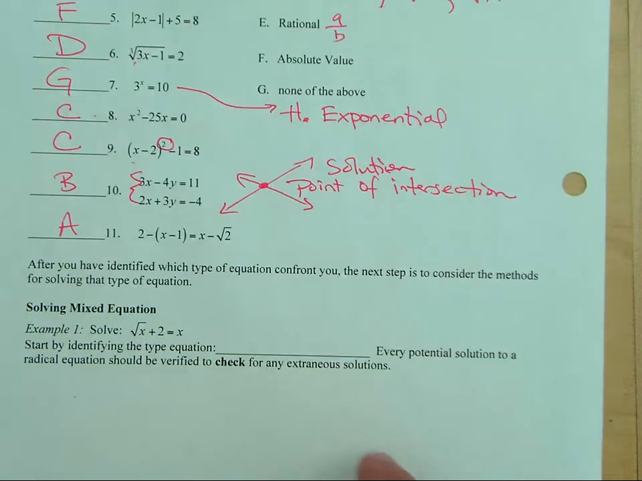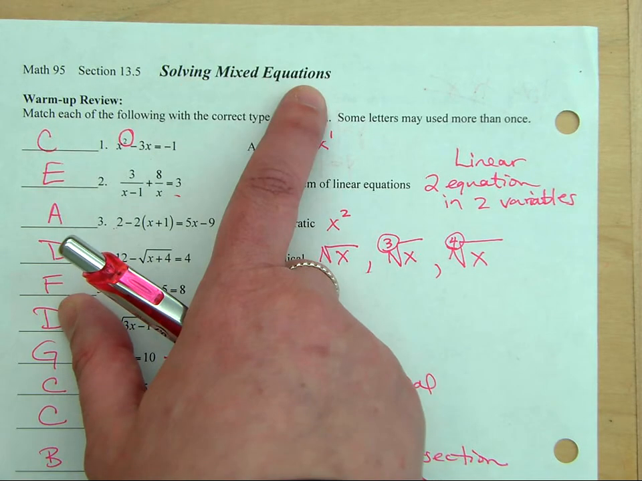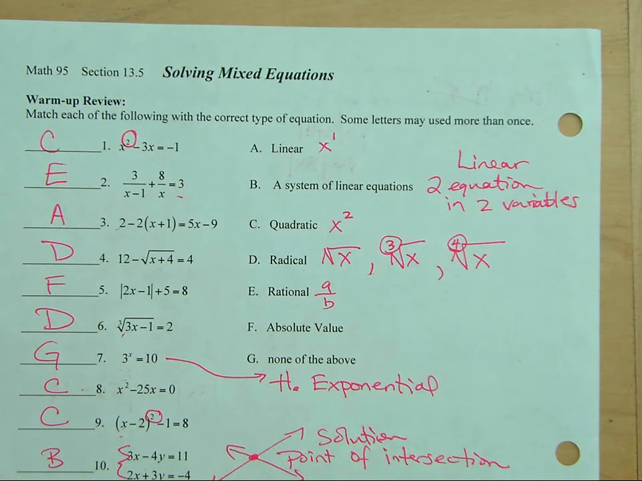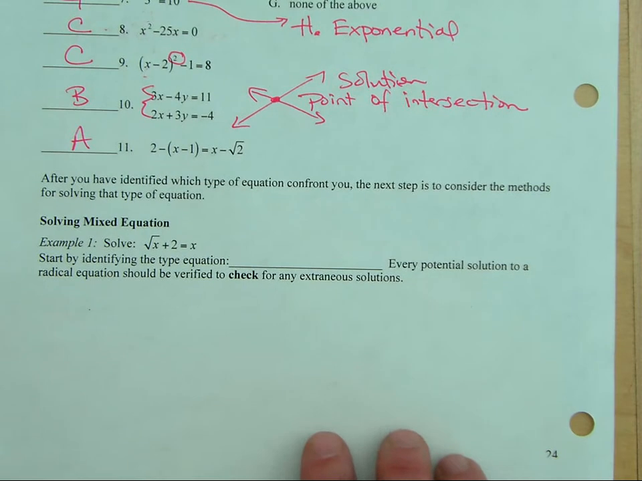Okay, so that was just a review on different types of equations. So in this section, we're going to explore mixed equations. So they're going to be all mixed up. We need to identify what kind of equation it is and how we might solve it. So let's look at this very first one. After you identify the equation, you would want to figure out how to solve.